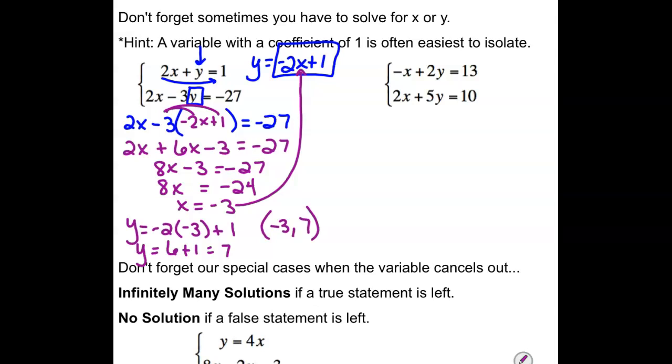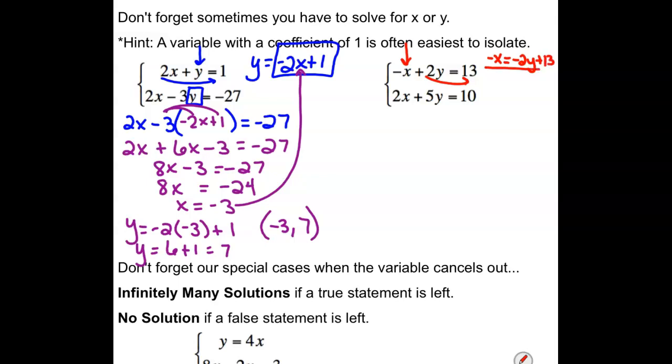For our fourth example here, we have a single x right here. It is a negative x, but we can deal with that. So I'm going to take this first equation, I'm going to subtract my 2y to the other side. So I have negative x equals negative 2y plus 13. And then I can divide out my negative. If I divide everything by negative 1, I have x equals positive 2y minus 13.